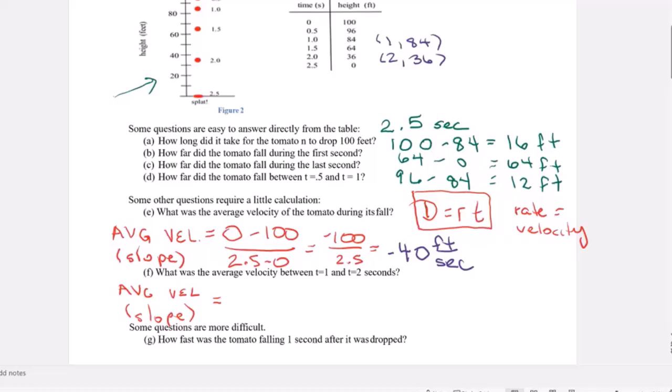So let's see what we get. Again, I'll call this point 1 and I'll call this point 2. So I have y2 minus y1 divided by x2 minus x1. This gives me negative 48 over 1, which is equal to negative 48, still feet per second. Okay.